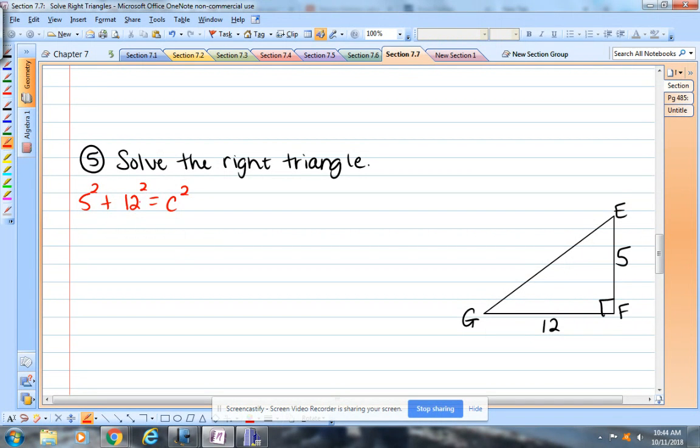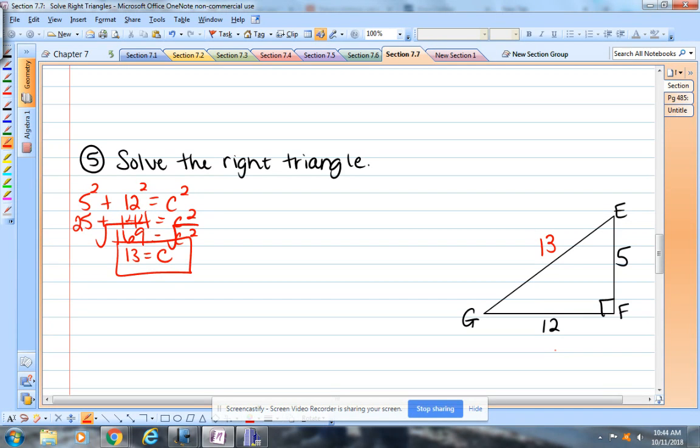What is 5 squared? Plus 12 squared equals c squared. What's 25 plus 144? That's nice because it's a perfect square, isn't it? The square root of 169 is 13. So there is my hypotenuse.